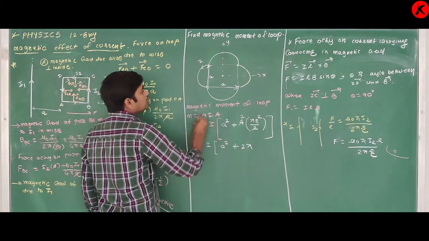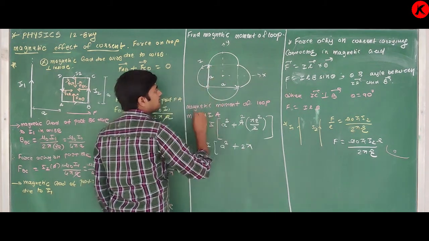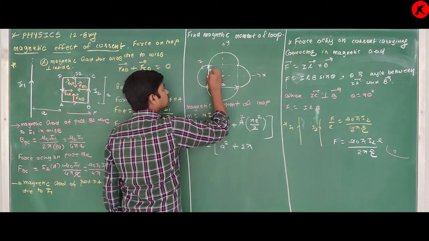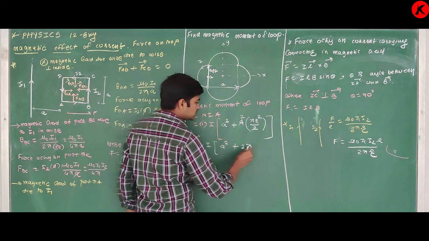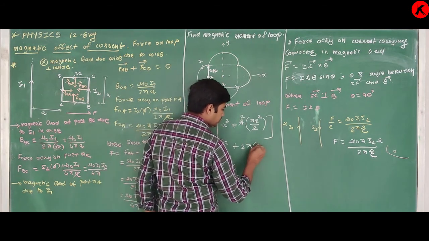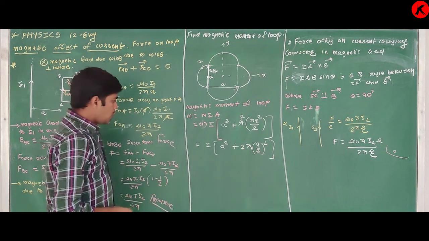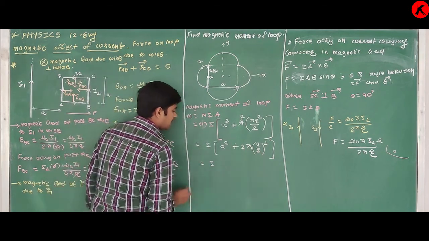But what about R? What is the radius? See, this side is A, this side is A. So if it is the center, this side will be A by 2. So the radius is nothing but A by 2, whole square. So it is I times A square plus 2 pi, times A square by 4.